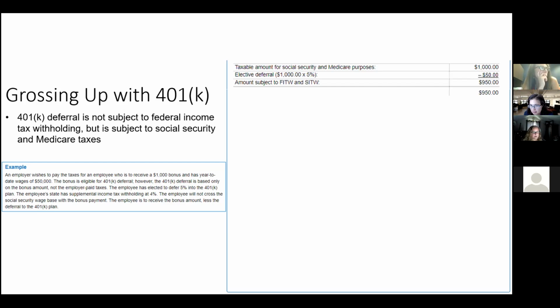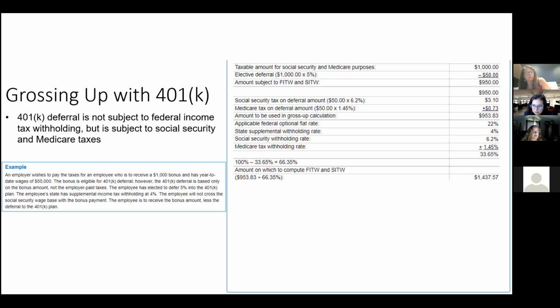The very first thing I'm going to do is look at that bonus and figure out how much of that is going to the deferral. They said 5% was going into that 401k. So $1,000 times 5% is $50, which means that the employee needs to receive $950 in their pocket at the end of our calculation. It also means that the amount that's subject to federal and state withholding is $950.